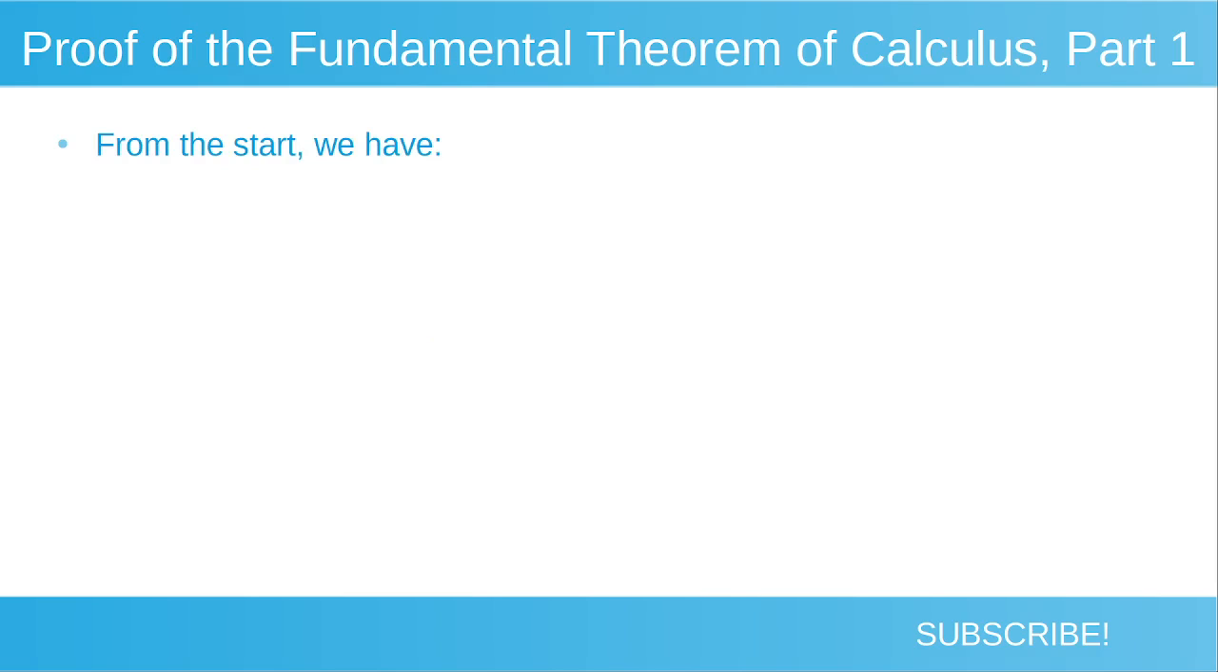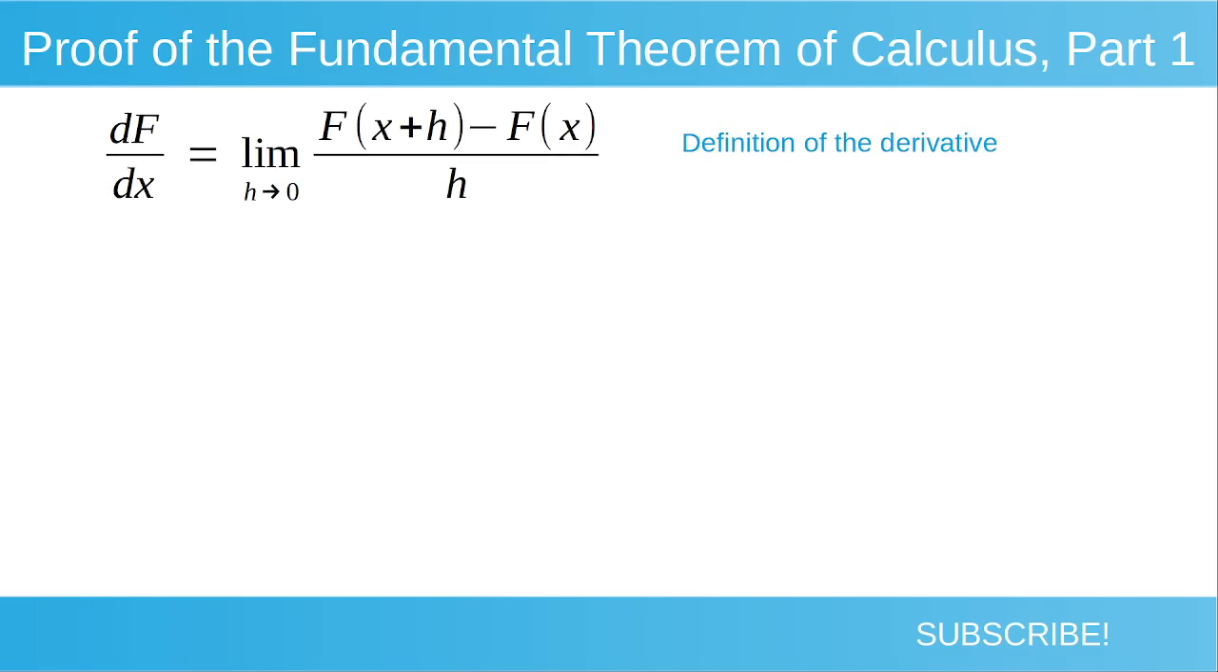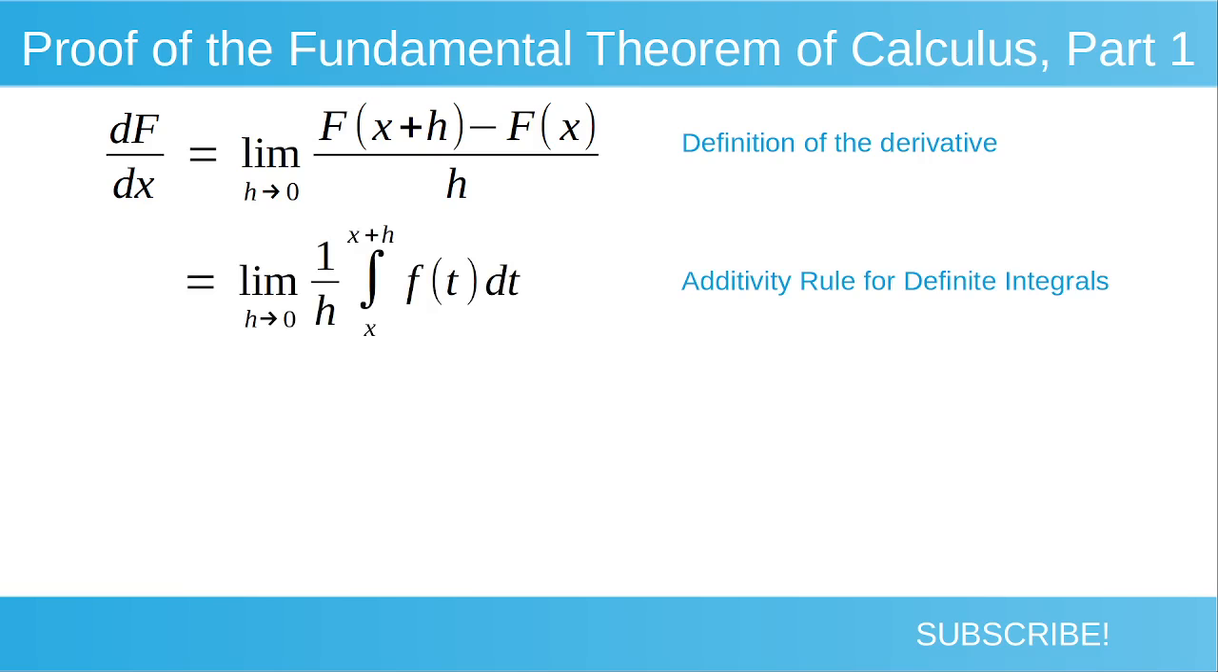From the start, we have the derivative of our function capital F of x, which we express as d capital F dx, equal to the limit as h approaches 0 of our difference quotient, capital F of x plus h minus capital F of x divided by h. That's from our definition of the derivative. Now, we can express that as being equal to the limit as h approaches 0 of 1 over h times the integral from x to x plus h of f of t dt.